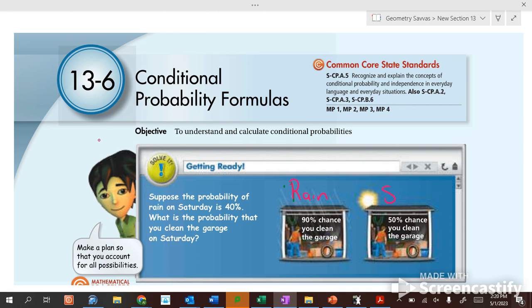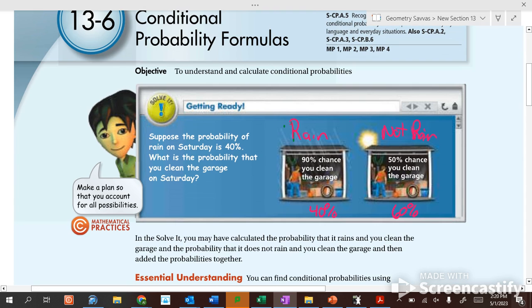So this is rain and this is not rain. There's a 40% chance of rain. So what's the chance that it will not rain? 60% chance. So there's a 90% chance you'll clean the garage if it rains. Well, there's a 40% chance of it raining. So the chance of you cleaning the garage if it rains is a 36% chance.